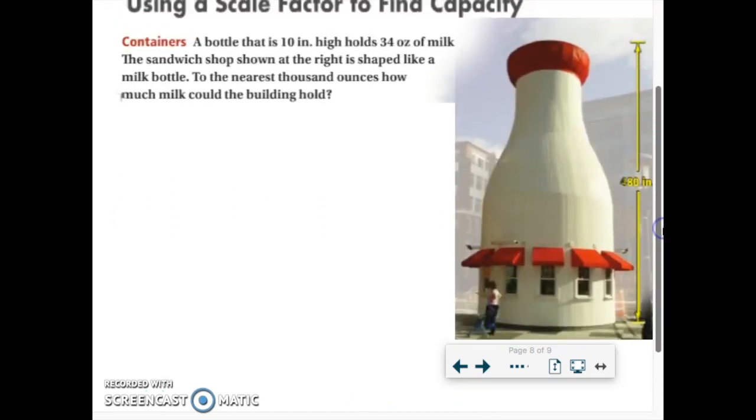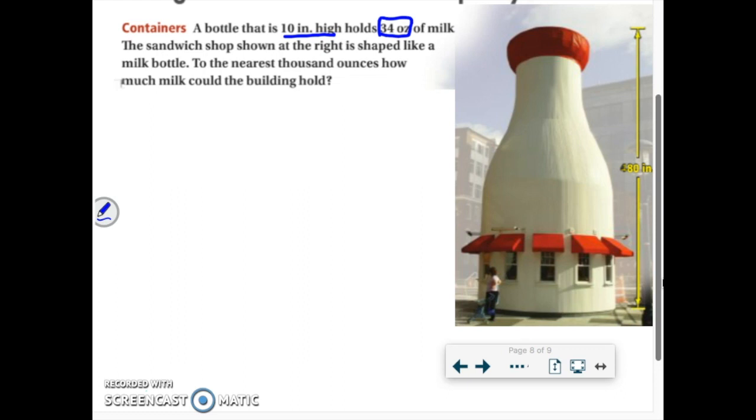So I know that a bottle that is 10 inches high holds 34 ounces of milk. That's kind of like my capacity or my volume. The sandwich shop shown at the right is shaped like a milk bottle, so we're going to say that they're similar. What I have here might be hard to read on your paper, but 480 is the height of that building in inches. They want to the nearest 1,000 ounces, how much milk could the building hold if we filled it with milk? So I know that I need a to b, and I need to use that to get a cubed to b cubed because a capacity of 34 is like a volume.